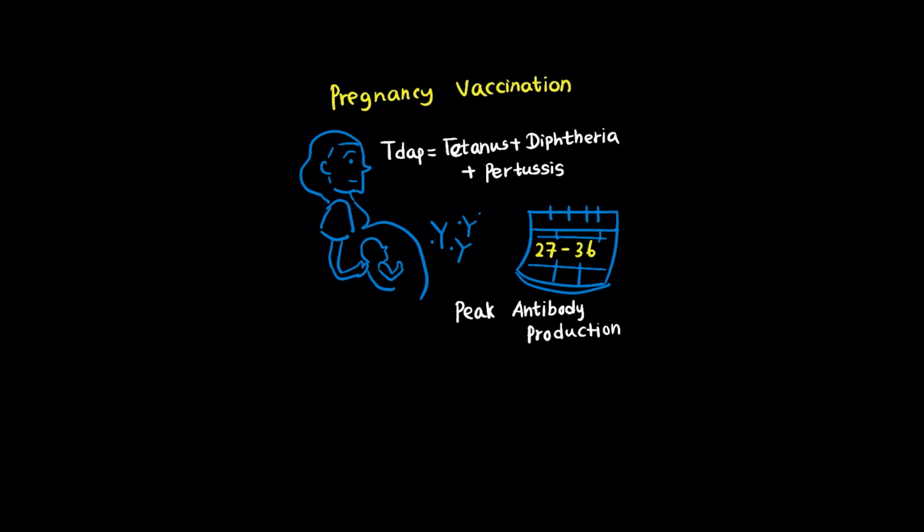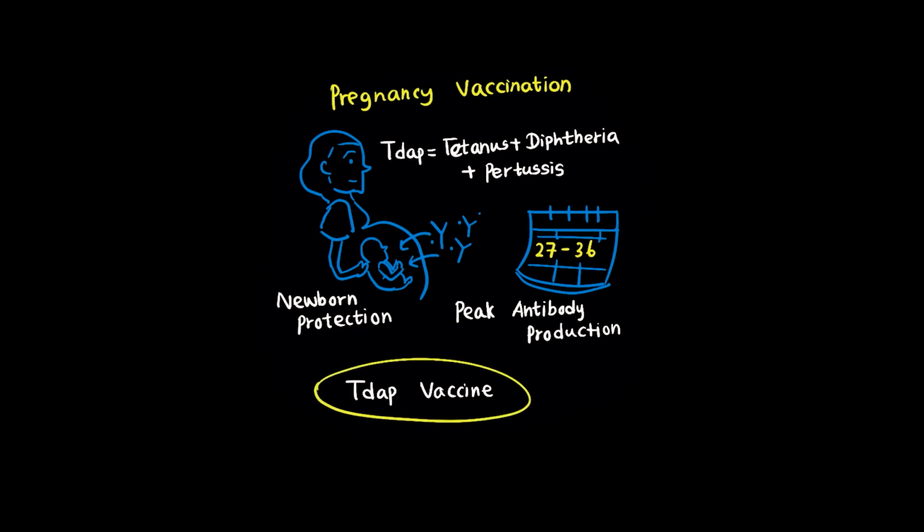This is especially important for pertussis, or whooping cough, which can be fatal in infants too young for their own vaccinations. The antibodies protect the baby during the first few months of life until they can receive their own immunizations. The correct answer is Tdap vaccine because it's specifically recommended at 27-36 weeks to provide optimal maternal antibody transfer for newborn protection.